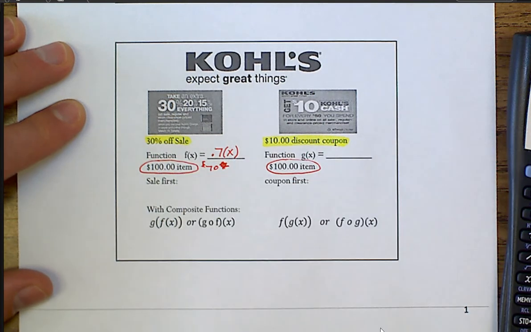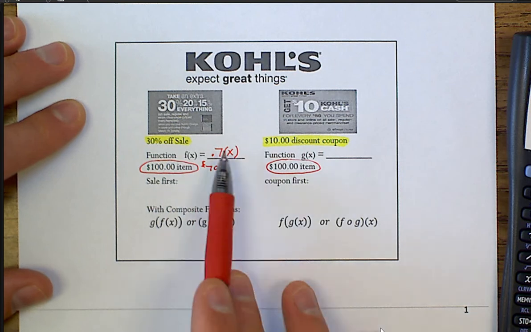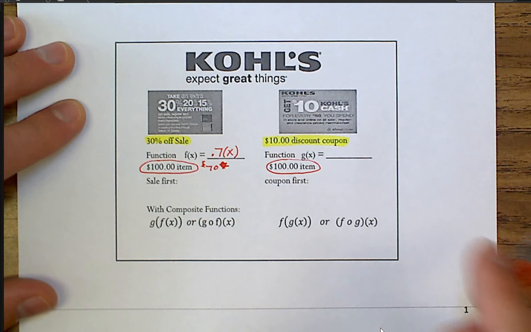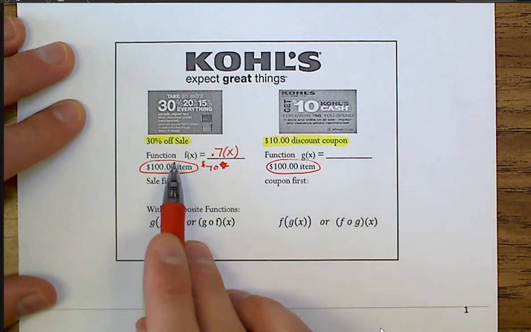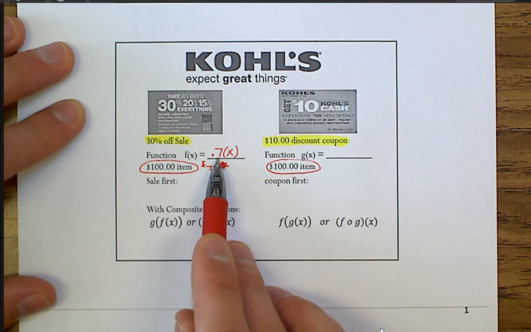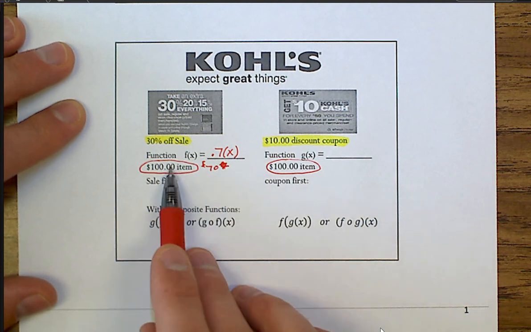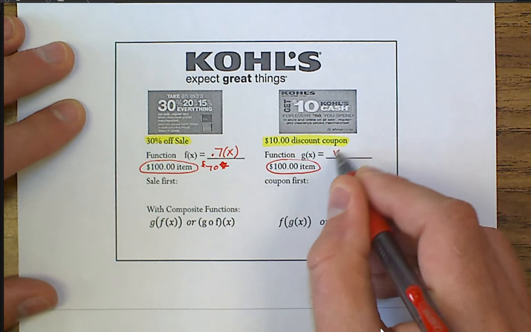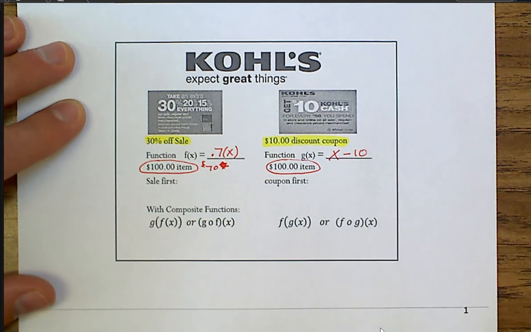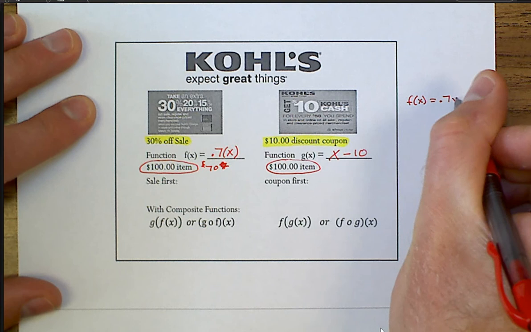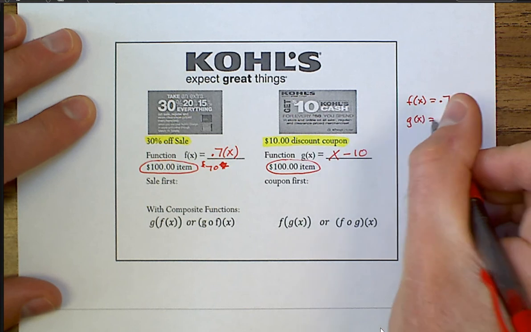So 30% off means you pay 70% of the item, which is $70. If you take a $10 discount coupon and we want to write a function, notice the first function is f of x. F of x is 0.7 times x, whatever x is. X in this case was 100. For the second function, the $10 off, we would simply subtract $10 from the total. That would be our g of x function. So really we have two functions. I'm going to write them off to the side here. f of x equals 0.7x, and our second function is g of x equals x minus 10. All right?